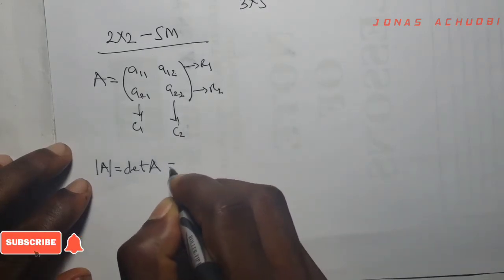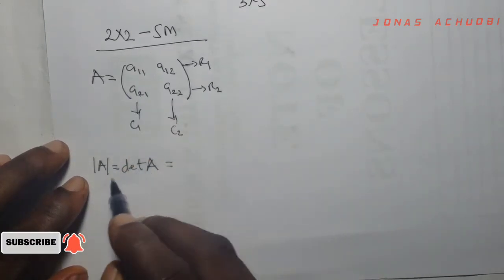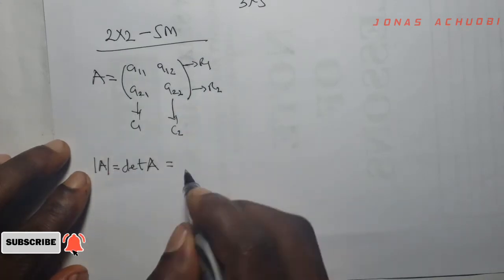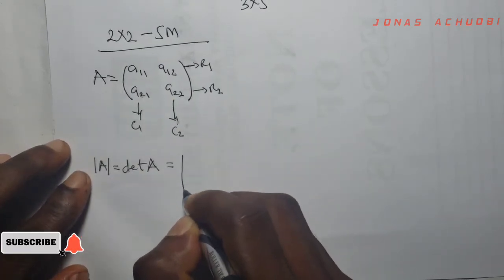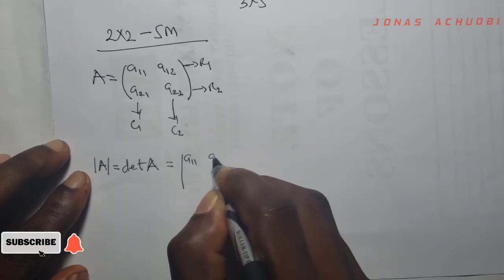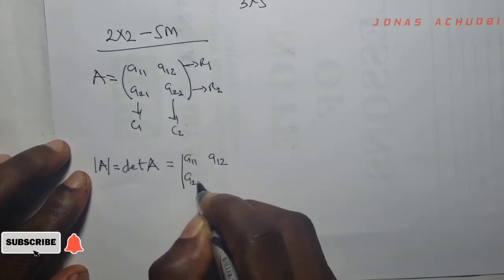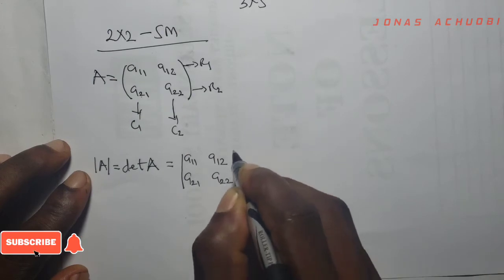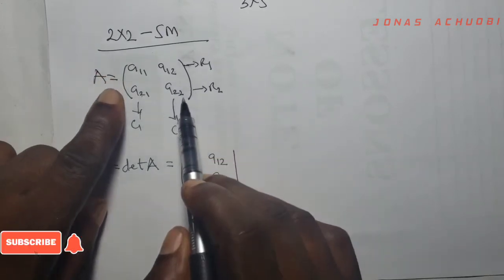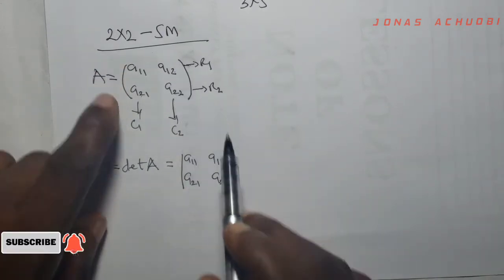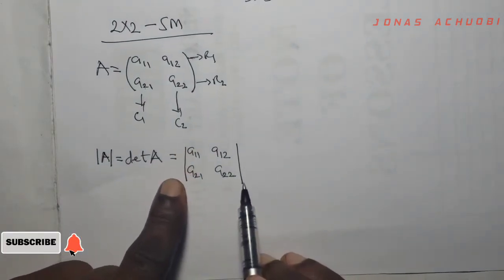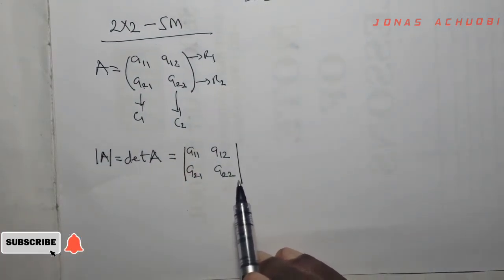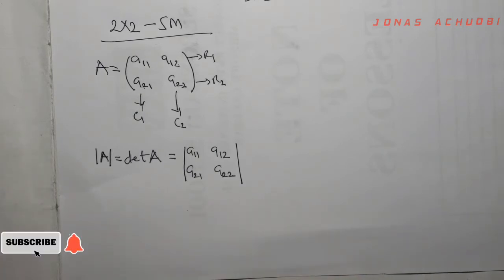So how do we compute this? To find the determinant of matrix A with these entries, the first thing we're going to do is to put these entries also within straight bars. So straight bars, a11, a12, a21, and a22. You observe that the brackets have also changed from these parentheses to what? To the 2 straight bars. So this tells us also that we are about to find the determinant of matrix A.